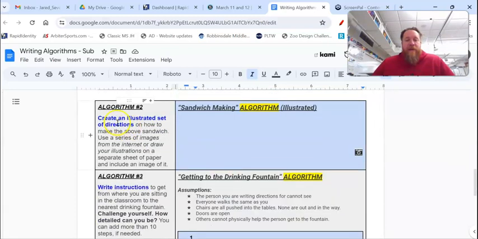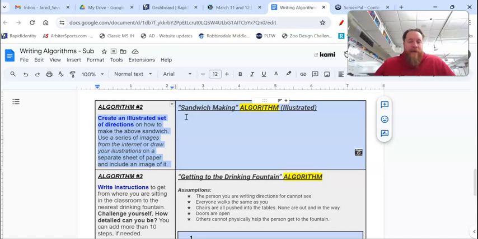The second algorithm is you're going to do the same thing, that same sandwich, but you are going to do an illustrated algorithm. So you can find Google pictures, or you can draw it on your own and just take a screenshot of that drawing, however you want to illustrate that, but you're going to draw pictures on how to make that sandwich. And again, think of Legos as an example. When you buy Legos and you put Legos together, they have illustrated directions. That's what I want you to do for the sandwich.